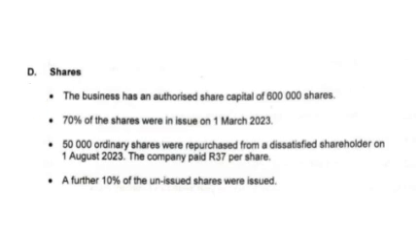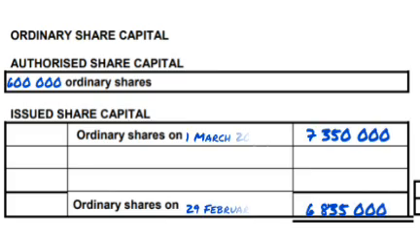Then the second bullet says 70% of the shares were in issue on 1 March. So when we are looking for the number of shares at the beginning of the year, we will take the 600,000 and simply multiply it by 70%, and it will give me the number of shares at the beginning of the year. Then the shares repurchased: it says 50,000 of the ordinary shares were repurchased from a dissatisfied shareholder on 1 August 2023. The company paid 37 rands. And then lastly, a further 10% of the unissued shares were issued. So this whole information is going to help me enter my amounts.